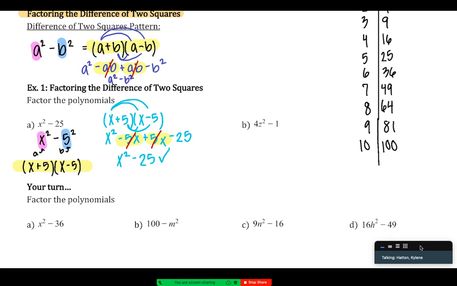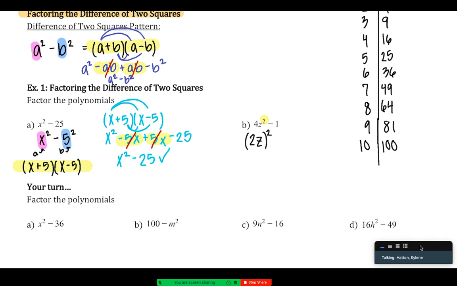And then for b, 4z squared minus 1. Whenever you have a number in front of the variable, it gets a little bit tricky, because as it's written right now, the squared only belongs to the z. So it's like 4 times z being squared. So I can't just say a is 4z, because that 4 is not being squared also. But I can take that 4z and rewrite it as (2z) squared.